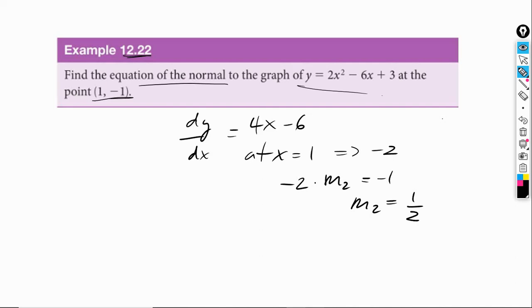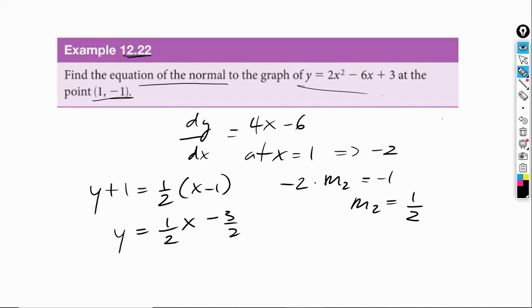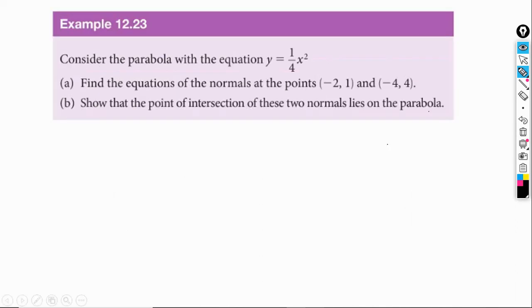And with this information, we have enough to find the equation, because it's going to be in the form y minus 1, so y plus 1 equal to 1/2 times x minus 1. Expanding and rearranging, we're going to get that y is equal to 1/2 x minus 3/2. And this is the equation of the normal.